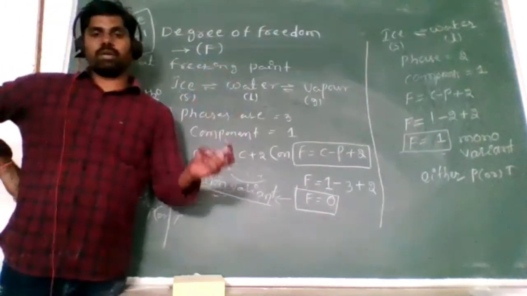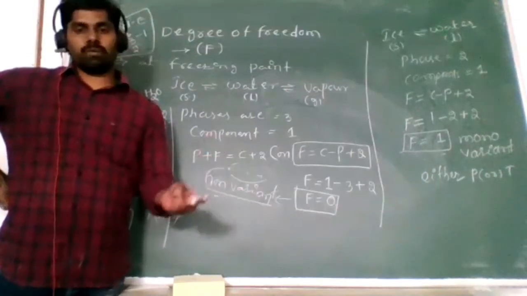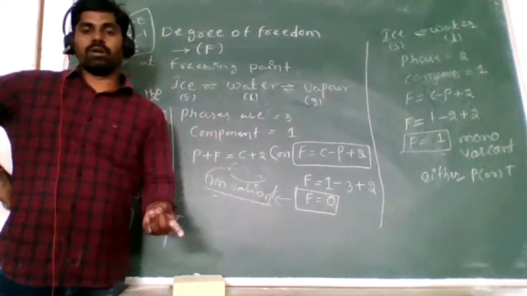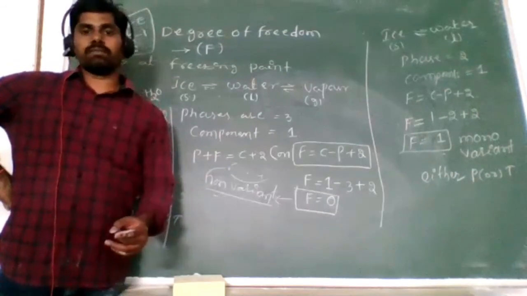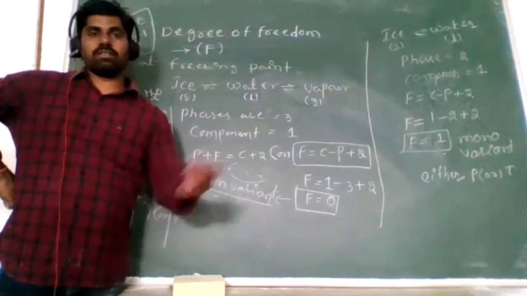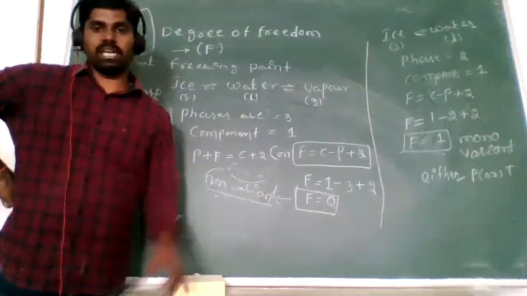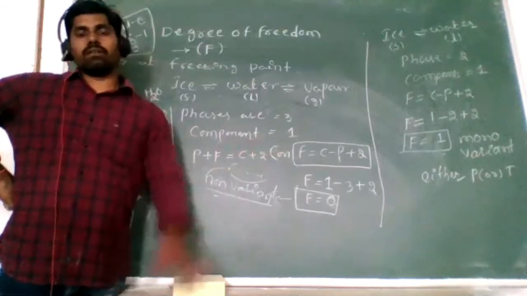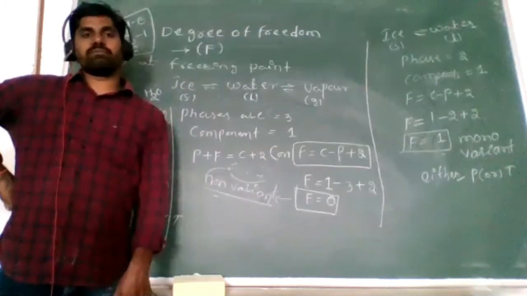What is the phase? What is the component? Phase is the homogeneous, physically distinct, and mechanically separable portion of the system. Whatever part or portion is separated by a definite boundary surface, that portion is a phase.